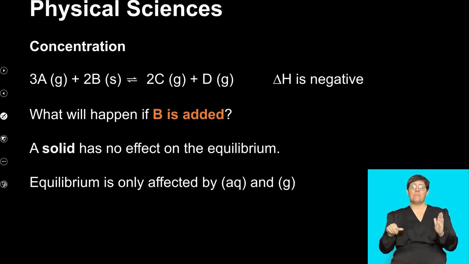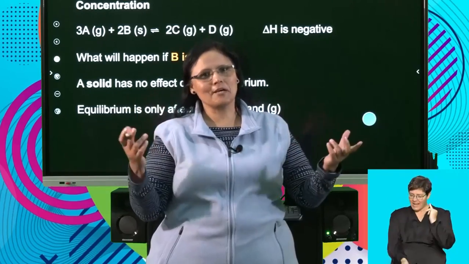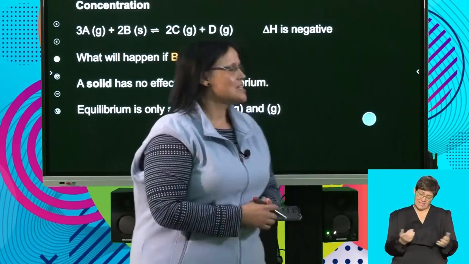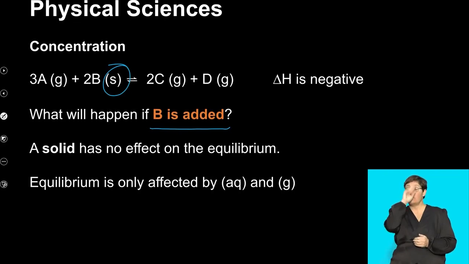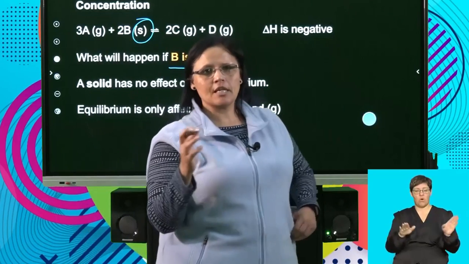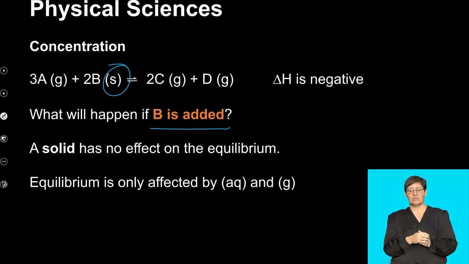This is a very important one, and this is one that they trick us in the exam where we make a mistake, an honest mistake. So the question is, what will happen if B is added? Now what we need to remember is B is a solid, and a solid does not take part in this equilibrium, so it will not have an effect on anything for the equilibrium.